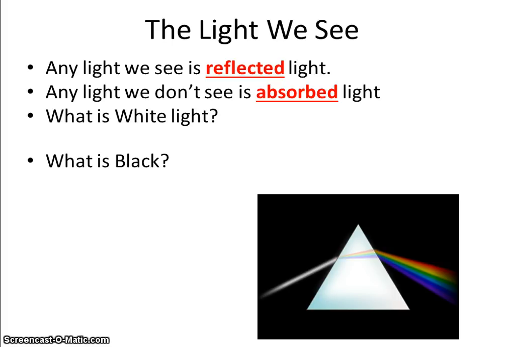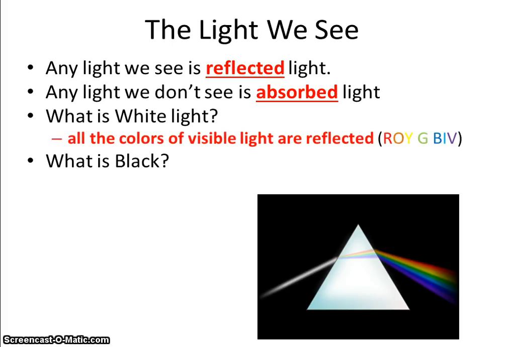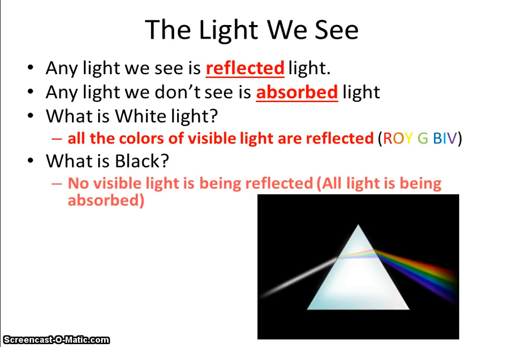If we take these definitions, then what you'll note is that white isn't the absence of light. It's, in fact, all the colors of light. Red, orange, yellow, green, blue, indigo, and violet, all hitting an object, being reflected to our eyes. When all the colors of visible light hit an object and are reflected to our eyes, we perceive that object as being white. And the opposite of white is black, when all the colors of light are being absorbed. No visible light is being reflected.